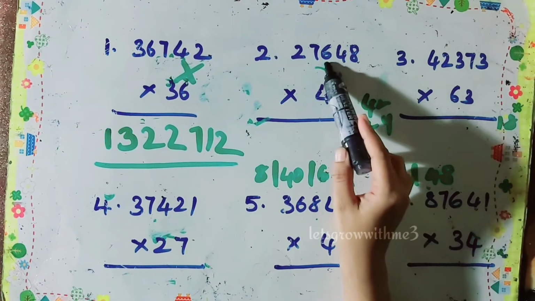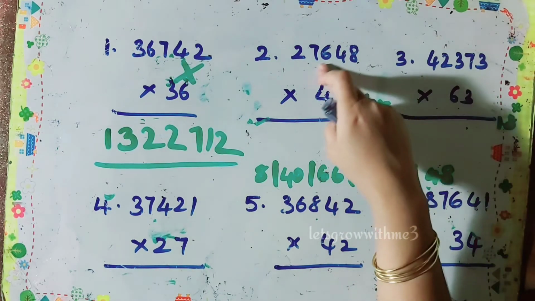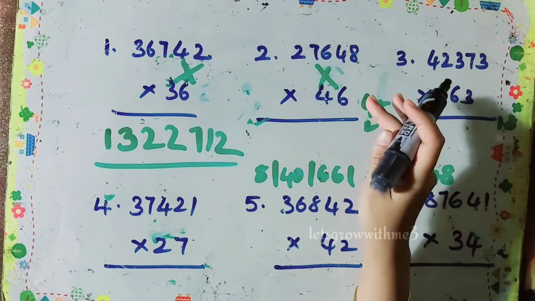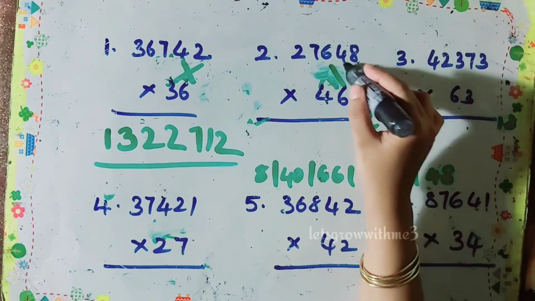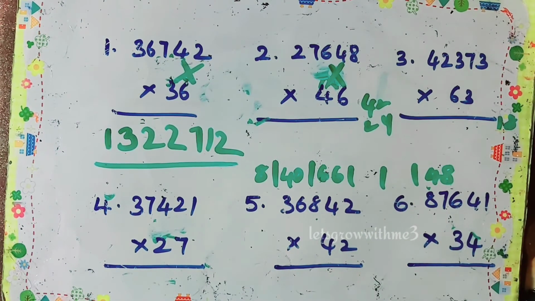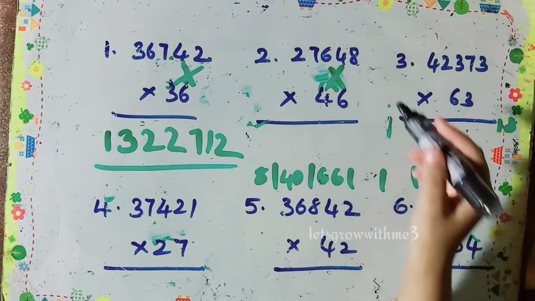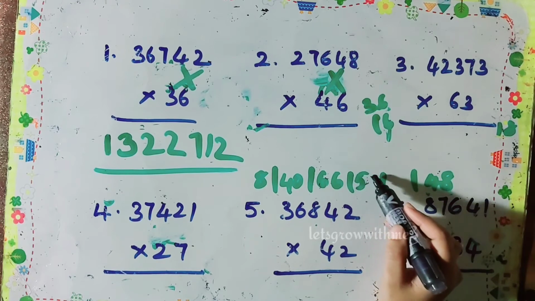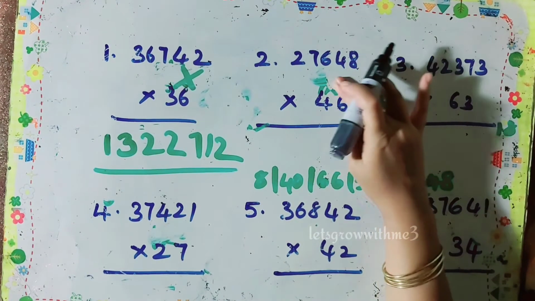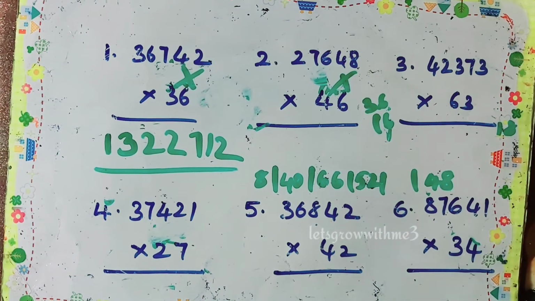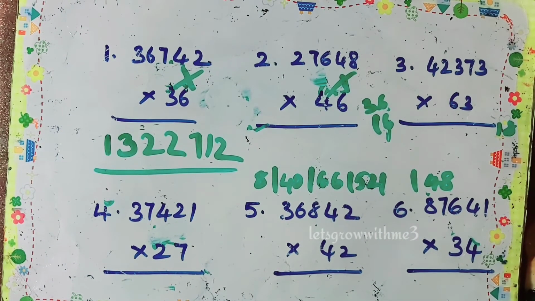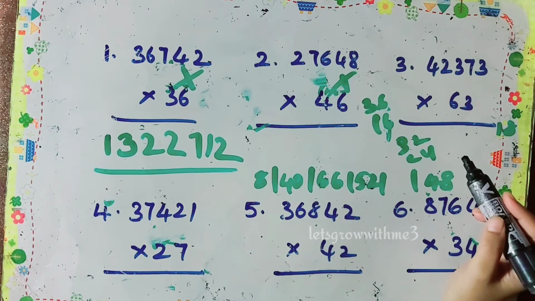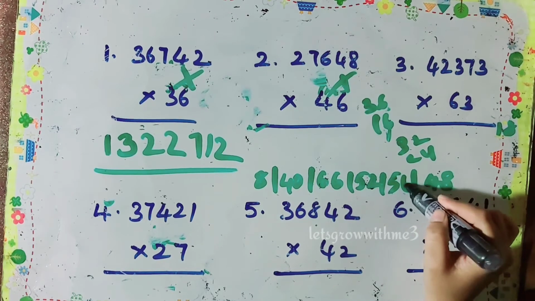Then we need to leave 27, then we need to consider 6 6s and 4 4s. 6 6s are 36, and then 4 4s are 16. So 36 plus 16 is 52. And then we need to consider 2 more, which is 8 4s are 32 plus 24, then it is 56.